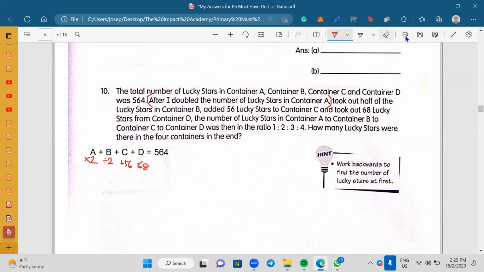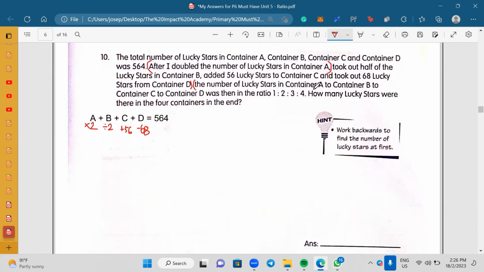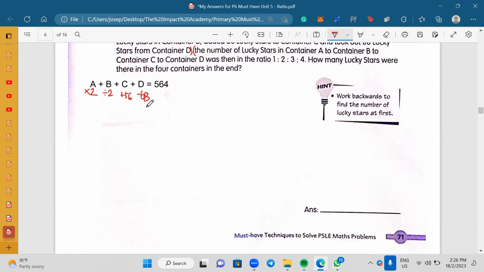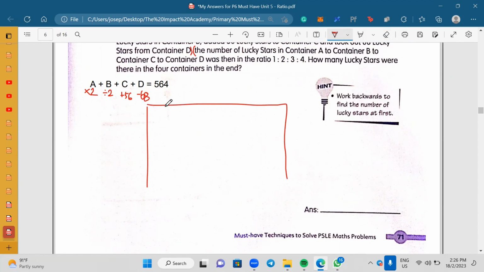What happens? So when I minus 68, all right, what happens? Can you see from here the number of lucky stars in container A, B, C, D? So there is a before and after idea. Agree so far? Very good. If you drew a table, you should be able to see it pretty clearly. Okay, listen up very carefully. This is recorded, so y'all can go and watch it. I need y'all to do this question again, okay?